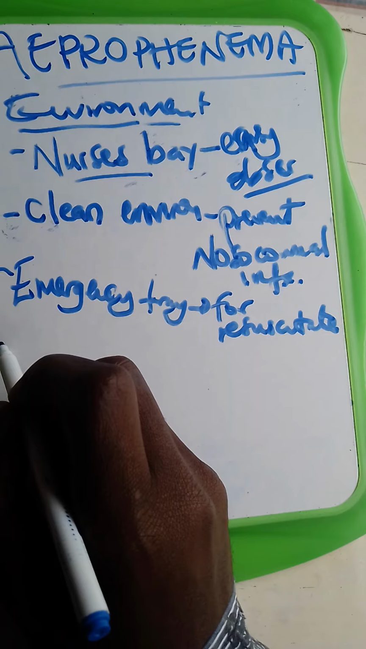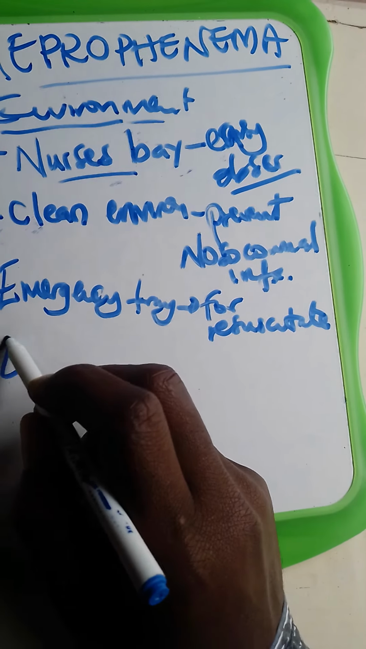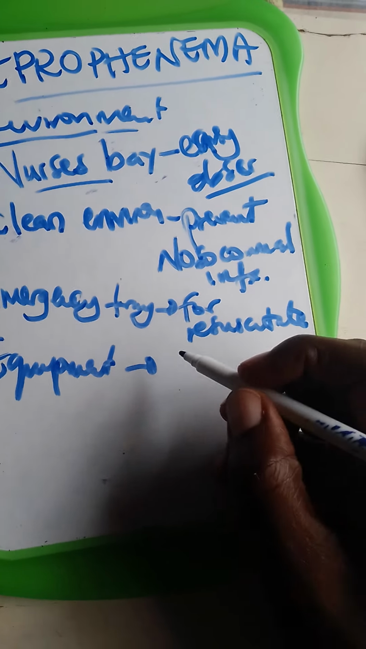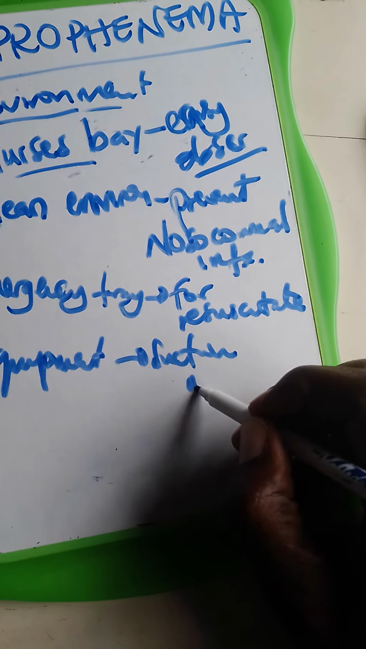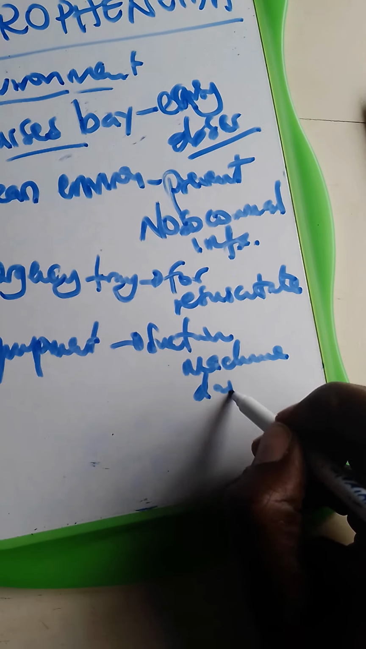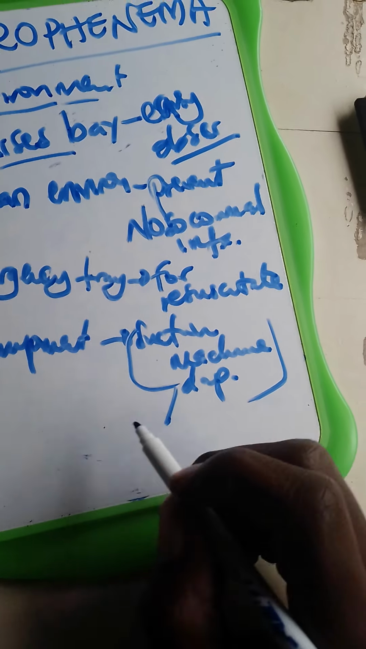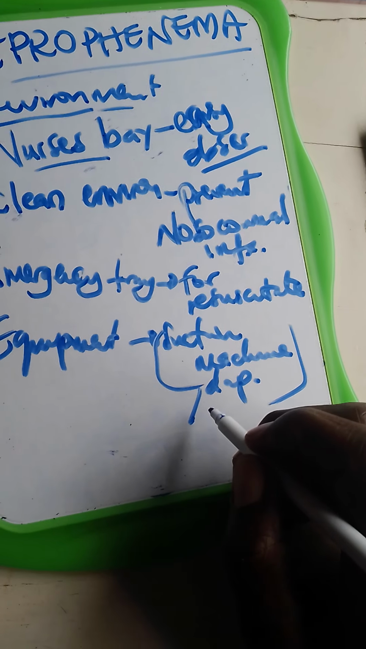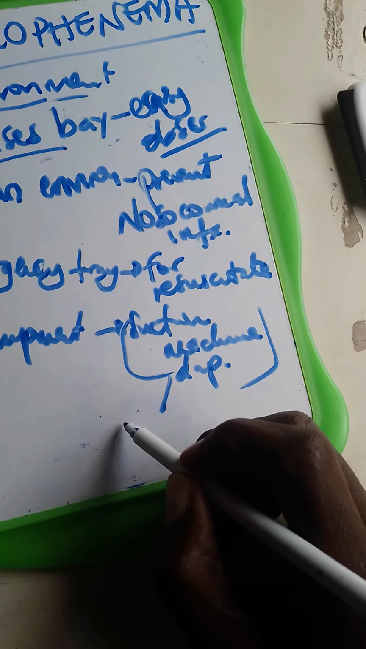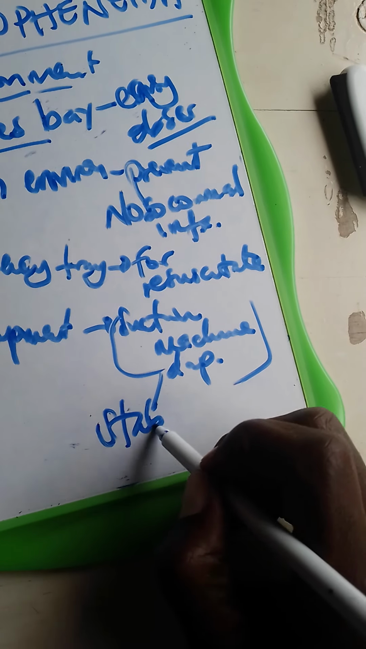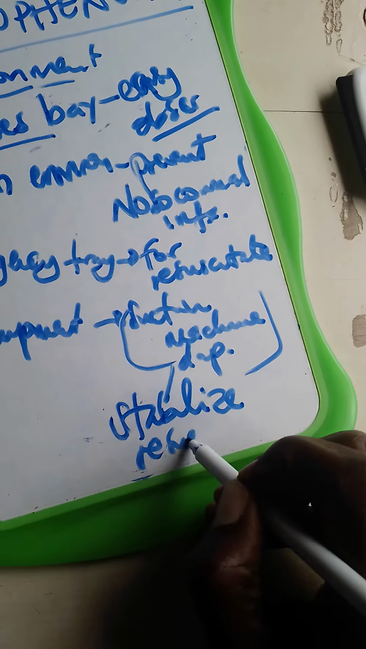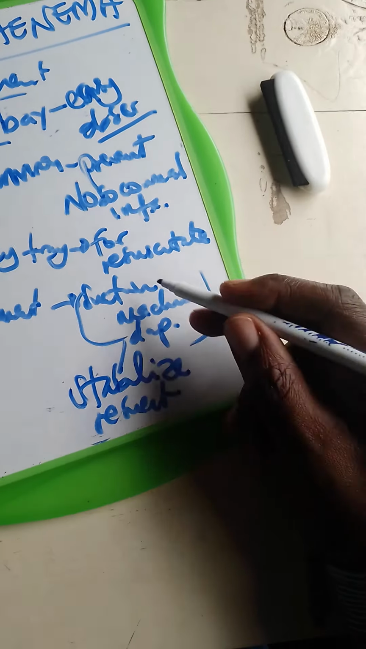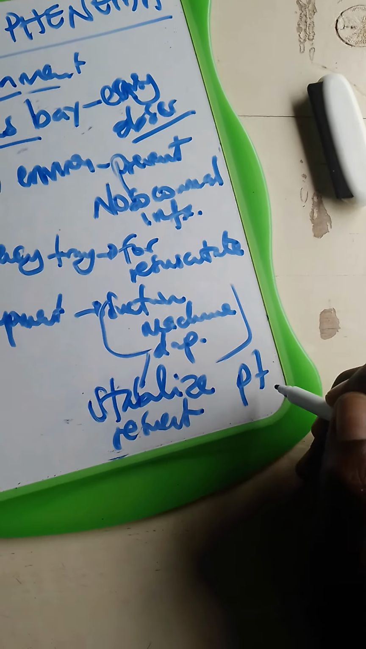Then others would say that I will prepare emergency equipment, such as a suction machine and drip stand. So you say I will prepare equipment such as a suction machine and drip stand in the environment, and the rationale is to stabilize the patient or to resuscitate the patient.